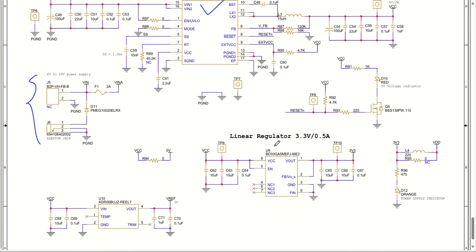Then for my microcontroller power supply, we need 3.3 volts. So this VCC is going to get converted to 3.3 volt, 0.5 ampere output from a linear regulator of ROHM Semiconductor. Okay. And this particular 3.3 volt is being monitored through an LED. So this LED will be glowing when 3.3 volt is available. Similar to that, 5 volt is also being monitored through this LED.